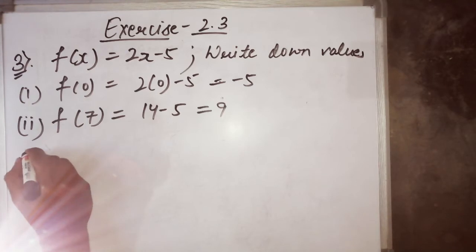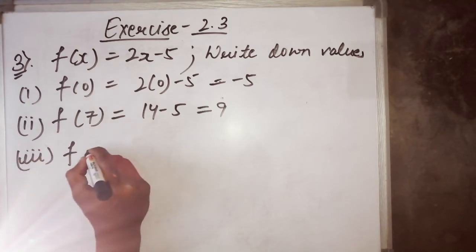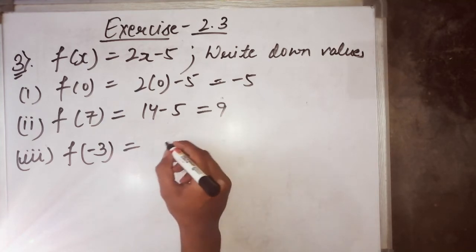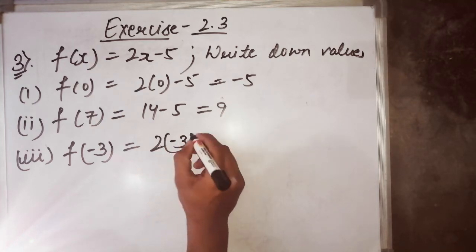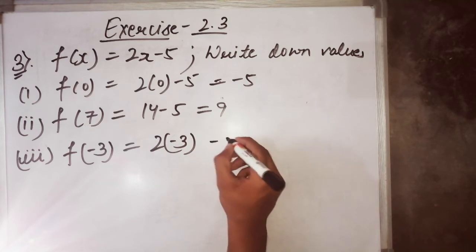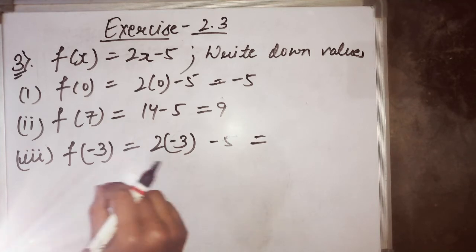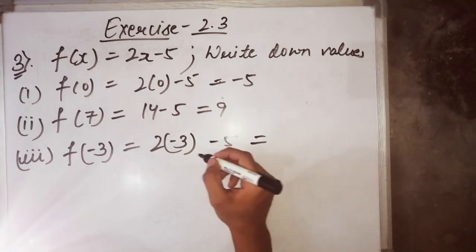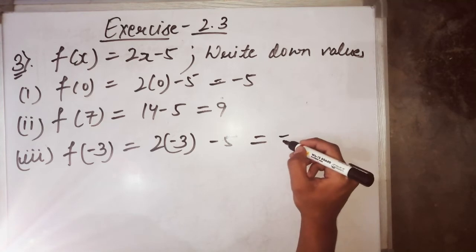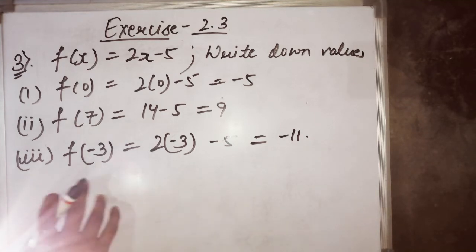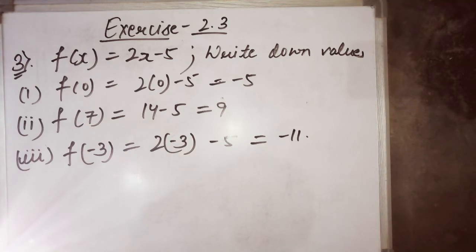And the third part is f(-3). We need to replace x with -3, and when we replace x with -3, we have 2 multiplied by -3 and minus 5. 2 into -3 is -6, and -6 minus 5 equals -11. This was the third question. This was quite simple, and I don't think you will have any doubt in this question. Now let's take the fourth question, but before that, pause the video to note it down.